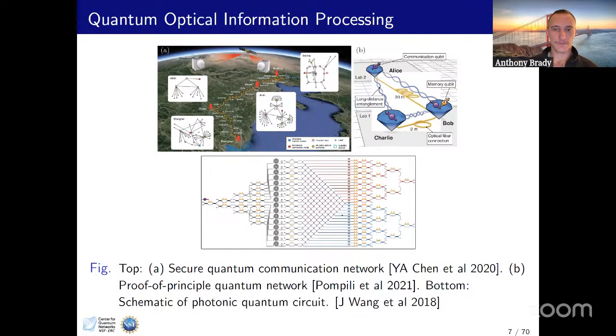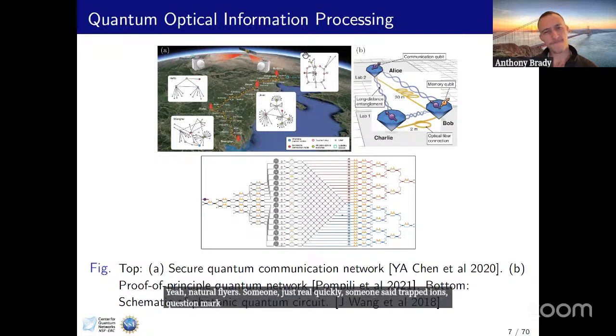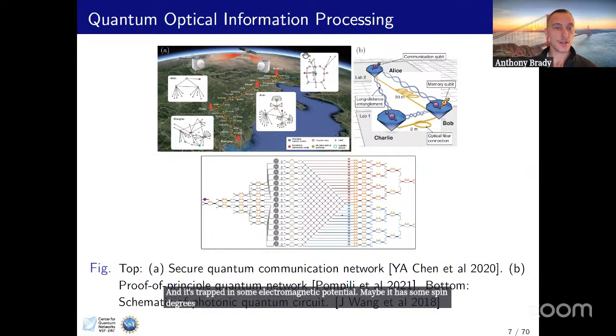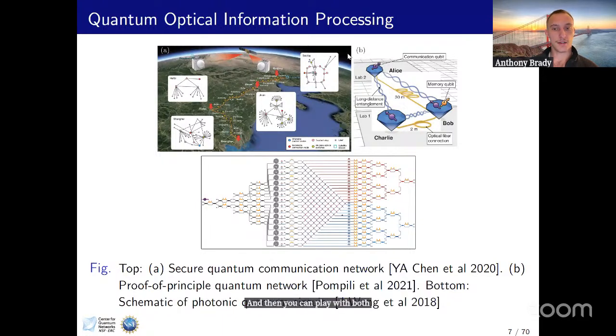Someone just real quickly said trapped ions, question mark. I'm guessing if you're just asking generally what that is, it's a positively charged ion, and it's trapped in some electromagnetic potential. Maybe it has some spin degrees of freedom that you can treat as qubits. It also has motional degrees of freedom because it's trapped in some harmonic trap. And then you can play with both of those to act as sensors or qubits for information processing.